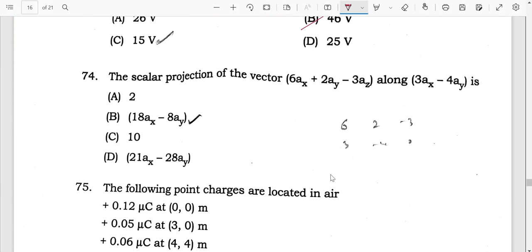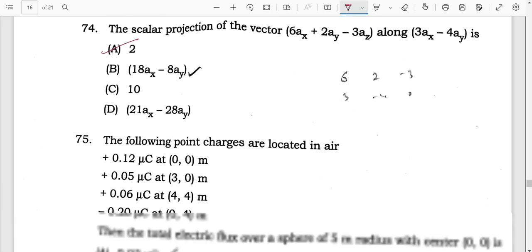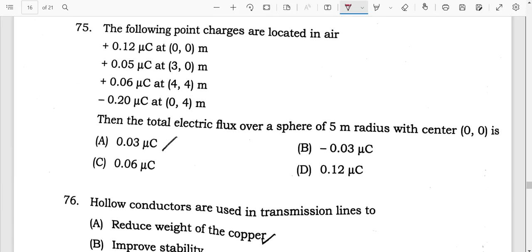The scalar projection of the vector 6ax plus 2ay minus 3az along 3ax minus 4ay is, answer is 2. Next question: the following point charges are located in air: plus 0.12 microcoulombs at (0, 0) meters, plus 0.05 microcoulombs at (3, 0) meters, 0.06 microcoulombs at (4, 4) meters, and minus 0.20 microcoulombs at (0, 4) meters. First, find the electric flux over the sphere of 5-meter radius.